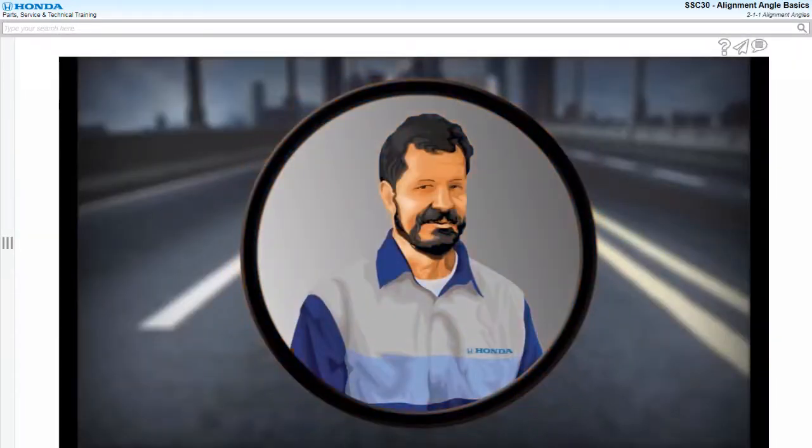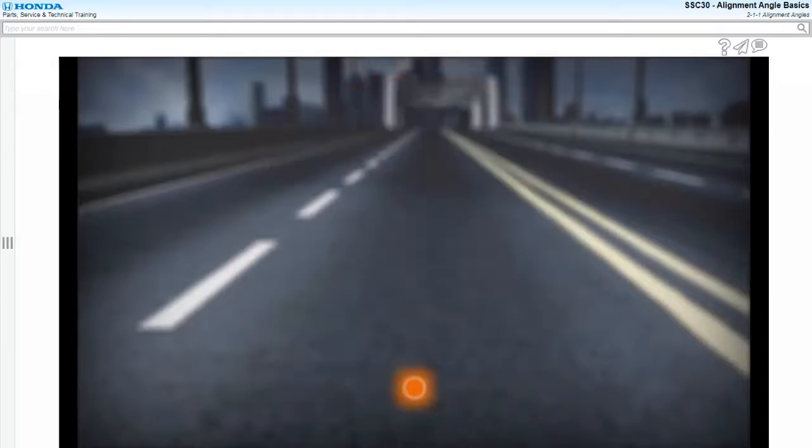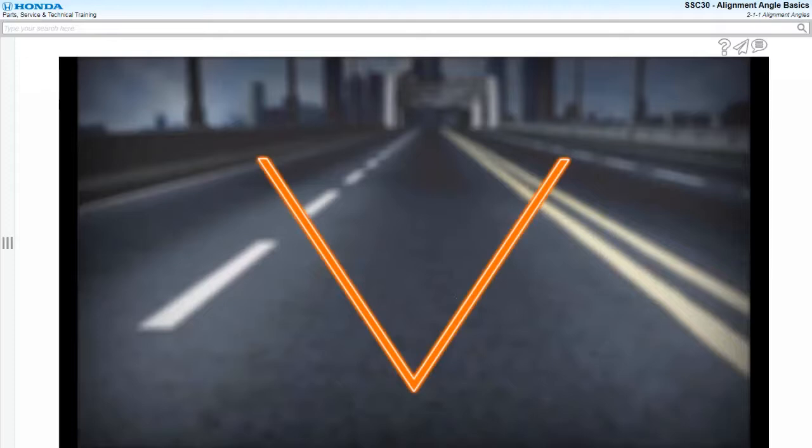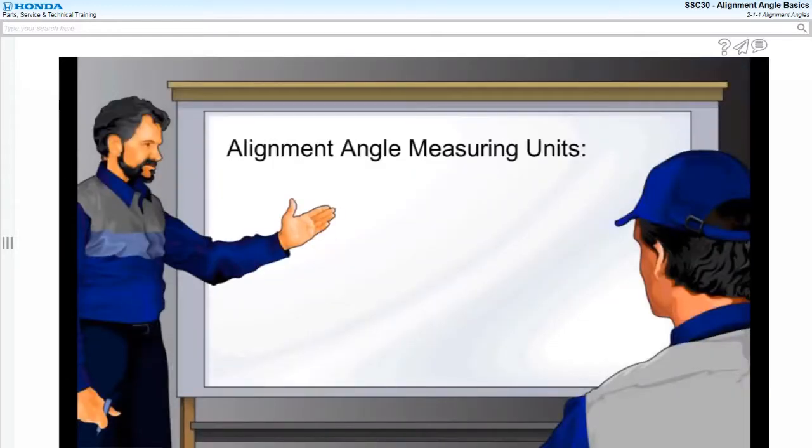When discussing the subject of alignment angles, we first need to look at what an angle is. An angle is formed when two lines extend out in different directions from the same point. When discussing angles, we're typically referring to the amount that one line would have to move to bring both lines together. Alignment angles can be displayed in several different ways.